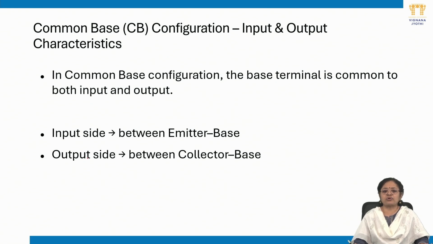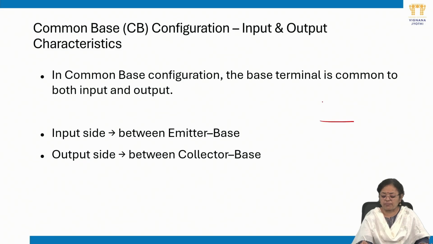So we have input and output two characteristics for BJT. In common base configuration, the base terminal is made common to both the input and the output. So the base terminal is made common. The input side, as we can see, is between the emitter and the base.